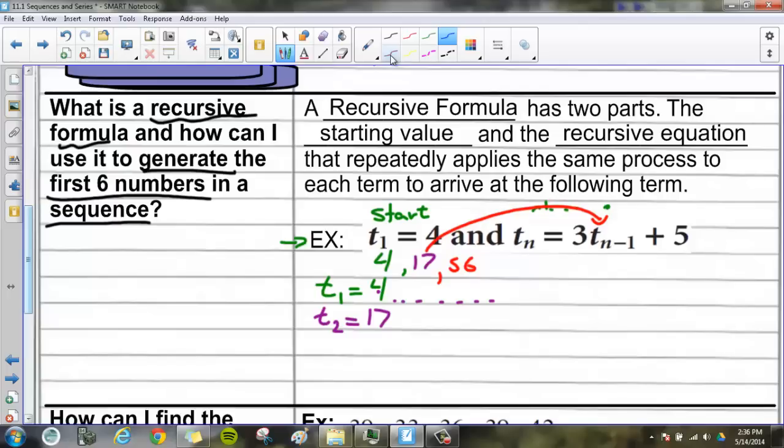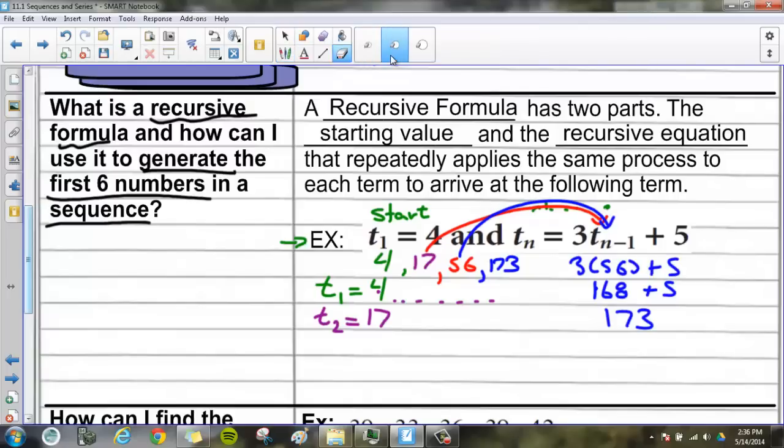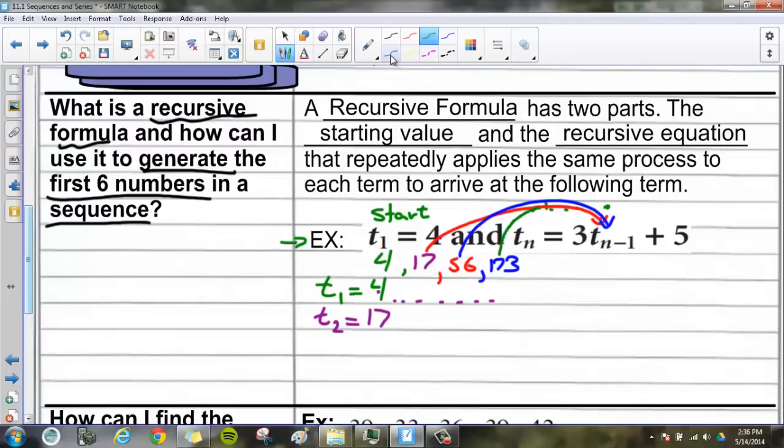Now we're going to take this 56 and plug it in for this t sub n minus 1. So we have 3 times 56 plus 5. 3 times 56 is 150 plus another 18, so 168, plus 5. 168 plus 5 is 173. So our next one is 173. Okay. Now we're going to put that one in there and find our next term. So now we'll take the 173 and plug it in here.